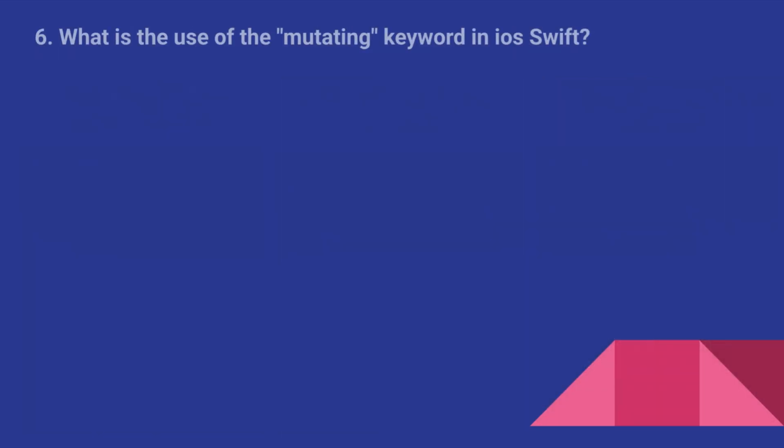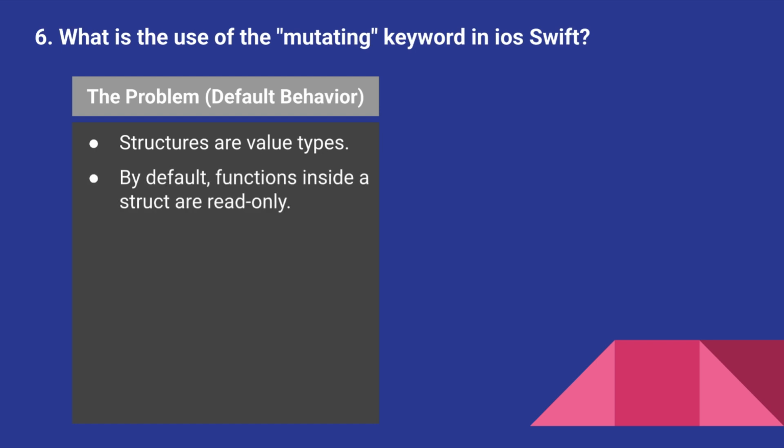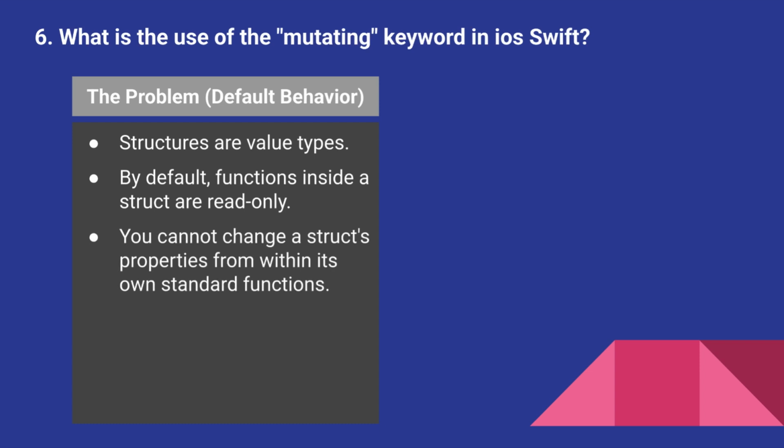Let's look at question 6. What is the use of the mutating keyword in Swift? To understand this, we have to look at how Swift handles memory. By default, structures are value types, which means they are completely immutable. Because of the safety rule, any standard function you write inside a struct is strictly read-only. It is completely blocked from modifying its own properties.